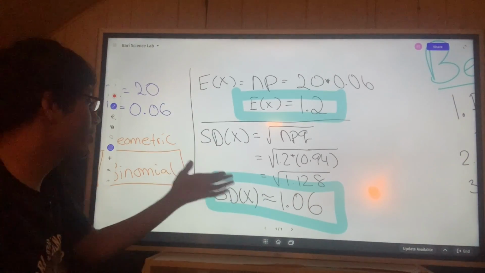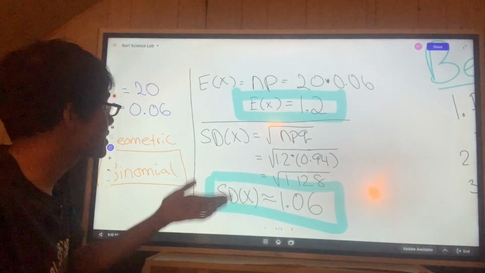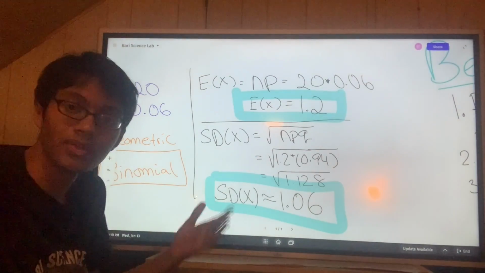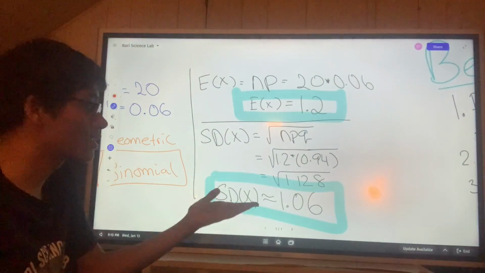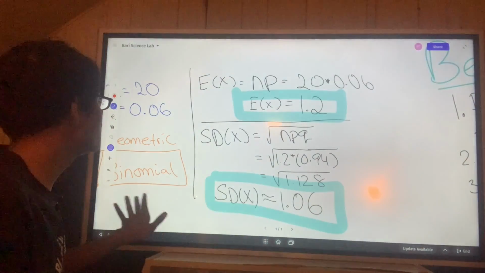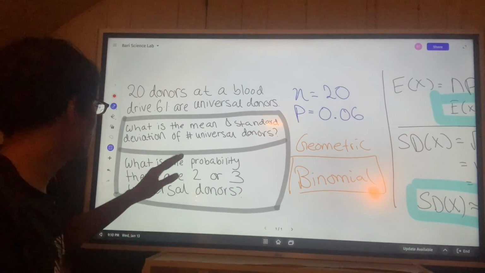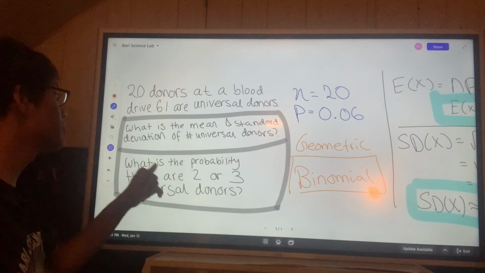That's a mean. We found our standard deviation. Here it is, 1.06. And you might be asking 1.2 what? 1.2 universal donors. 1.06 what? 1.06 universal donors. Okay, so don't forget your units. And let's take a look. Let's see if we can do our final question. What's the probability there are 2 or 3 universal donors?